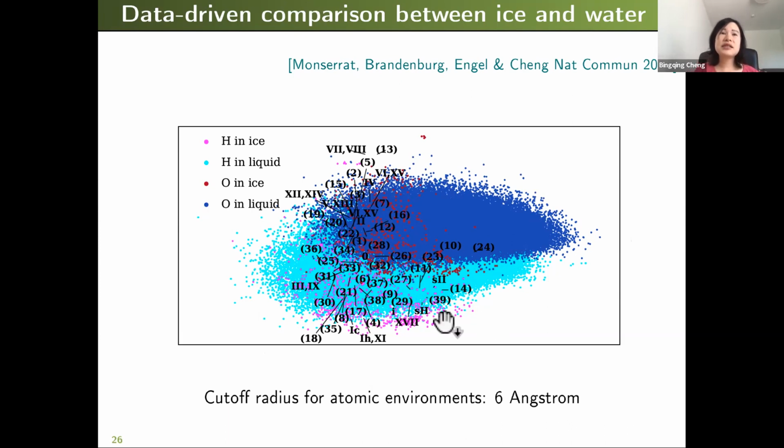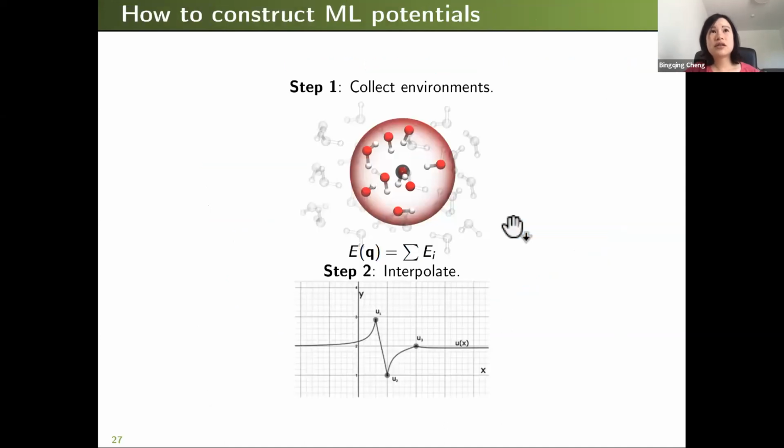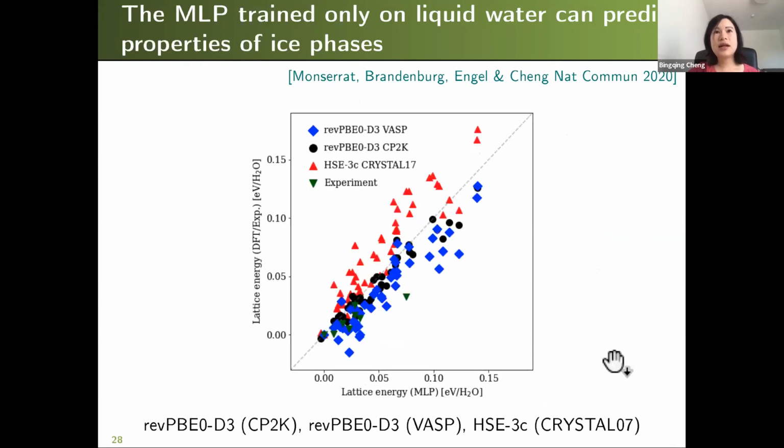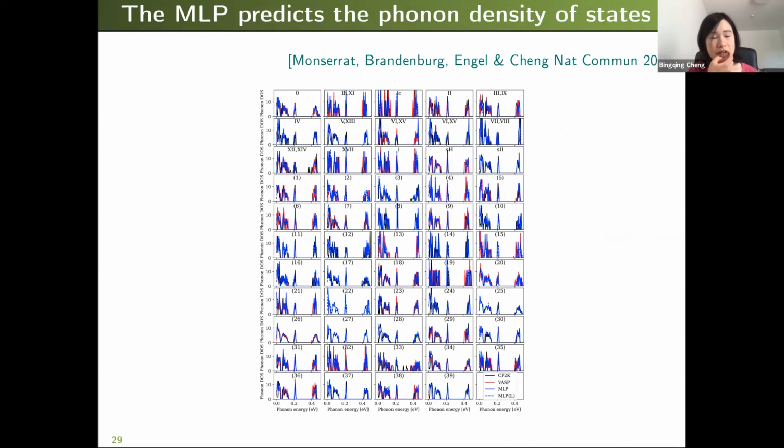So what does it mean? This means that when we are training on liquid water, we have already collected all the environments that are pertinent for the ice structures as well. So coming back to this construction of the machine learning potential, the network has already had the information, has already collected the environments for the ice configurations. And to prove this, we compare the predictions of the machine learning potential with DFT calculations and also experiments. In all cases, we compare the density, lattice energy, and the vibrational property, namely the phonon density of states. In all these comparisons, the machine learning potential predicts all these properties very well.